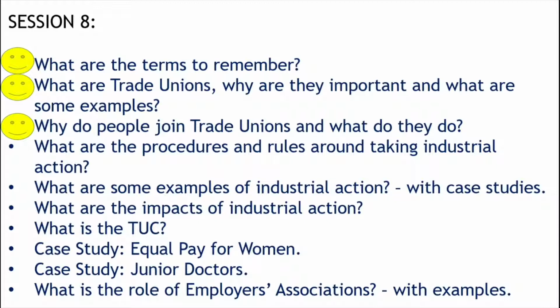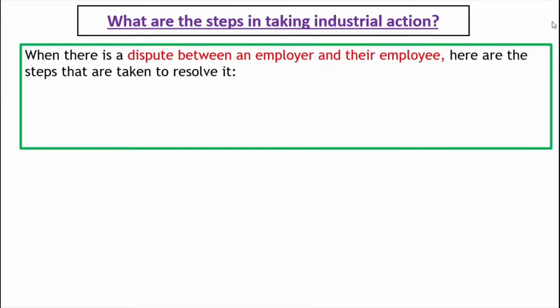In the last video of this session, you looked at the terms to remember, what trade unions are, why they're important, and some examples. As well as that, you looked at why people join trade unions and what they do. In this video, you'll be looking at industrial action, what the procedures and rules are around taking industrial action, some examples of industrial action with case studies, the impacts of industrial action, and finally, the role of the Trade Union Congress.